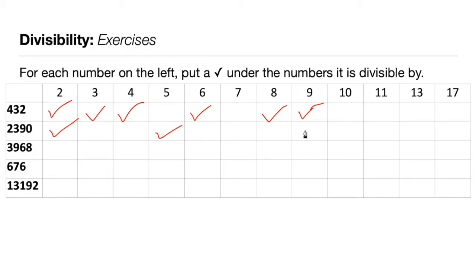It's not a multiple of 9, so let's not check that. Is it a multiple of 10? Yes, it is, since it ends with 0.